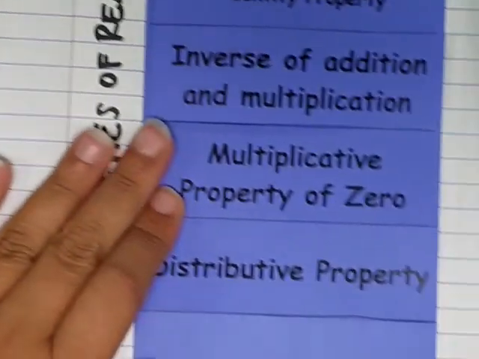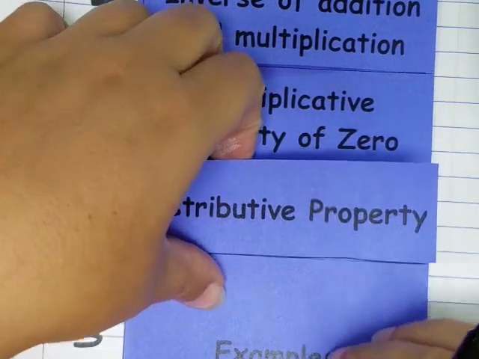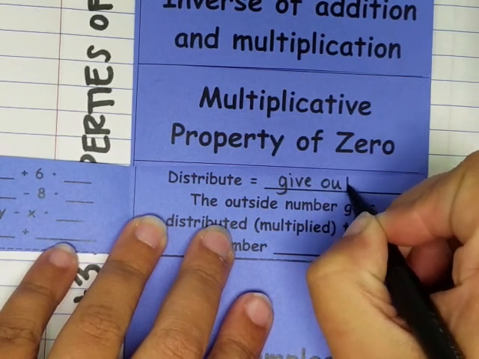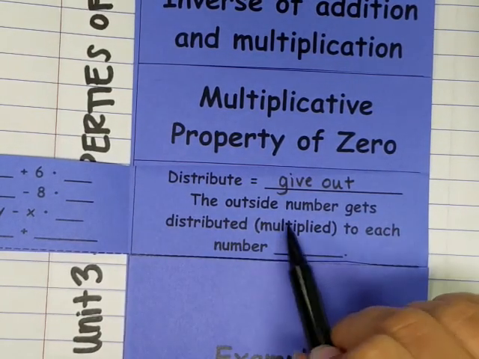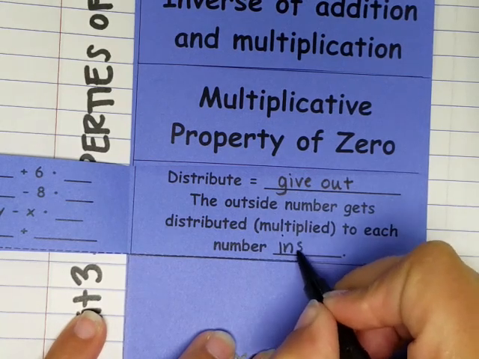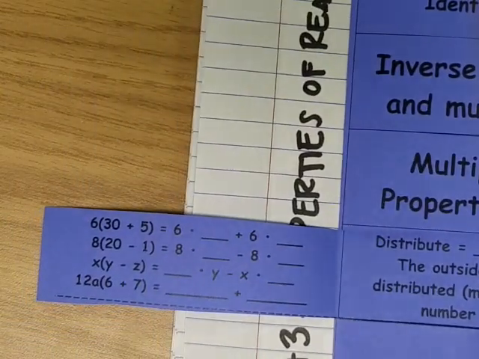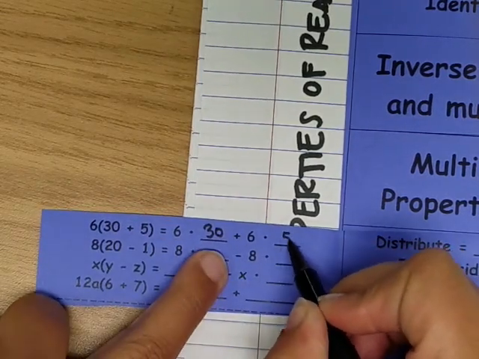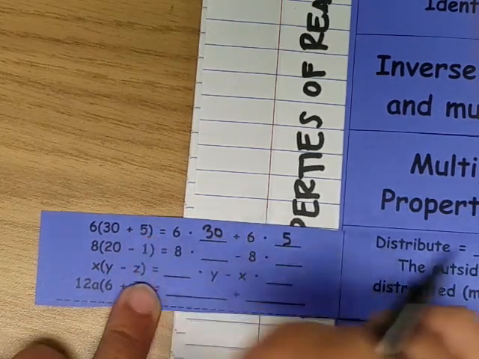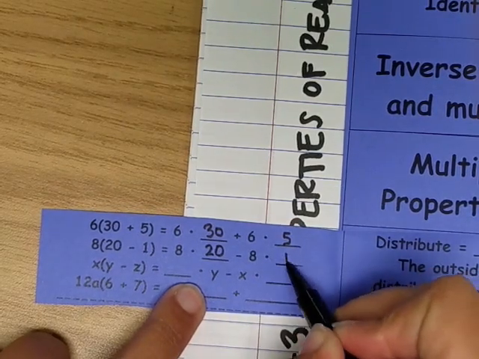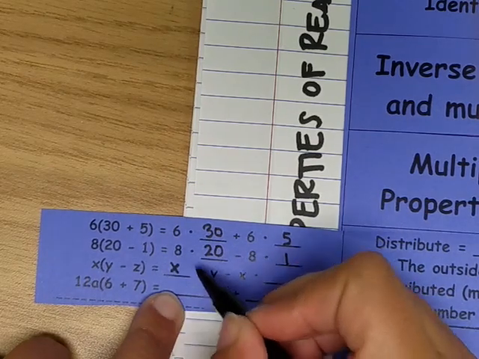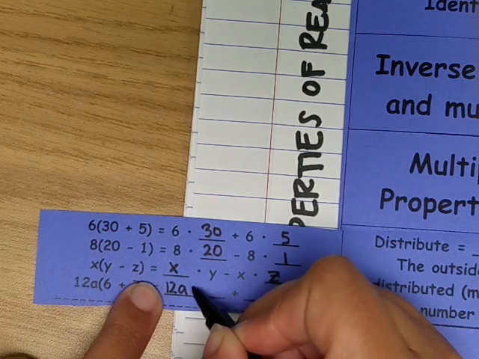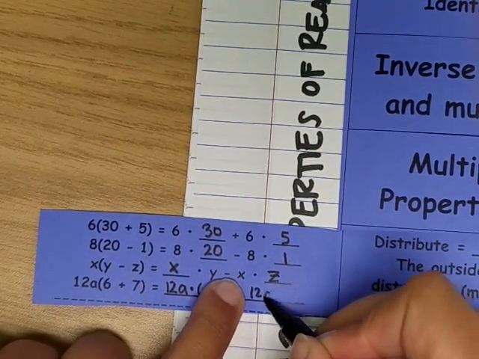The next one, distributive property. You guys know about this one. So this is when we're going to distribute. We're going to give out. We're going to multiply. So distribute means to give out. Just like you would distribute candy at Halloween, you're going to give out candy. The outside number gets distributed, multiplied to each number inside the parentheses. And some examples are over here. So 6 times (30 plus 5) is actually 6 times 30 plus 6 times 5. So that's distributing it onto both terms on the inside of the parentheses. So this is actually 8 times 20 minus 8 times 1. This is x times y minus x times z. And this is 12a times 6 plus 12a times 7.